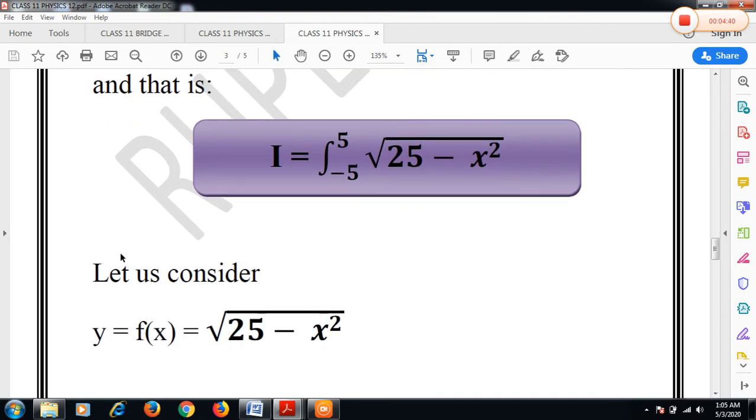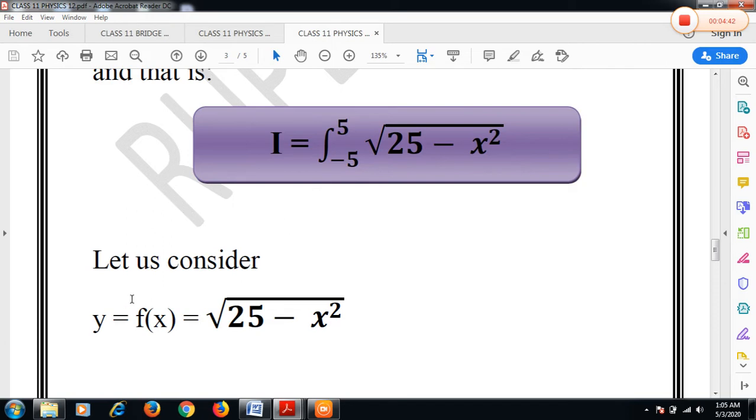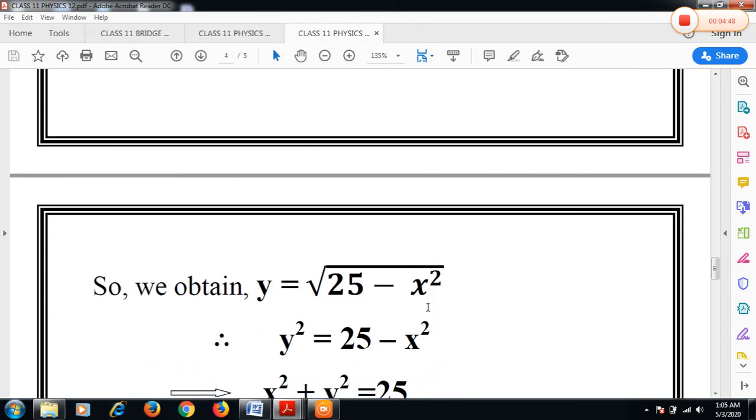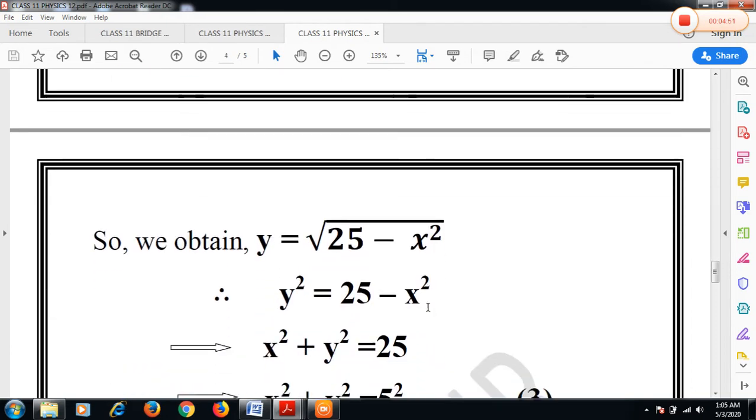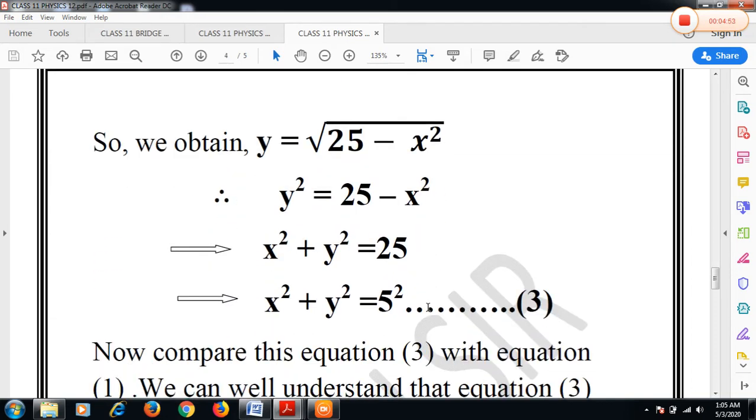Let us consider this function to be y equals f(x) equals root over 25 minus x square. So we obtain y equals root over 25 minus x square. Squaring both sides, we have y square equals 25 minus x square. So we have x square plus y square equals 25. Now we obtain x square plus y square equals 5 square, that is 25. The square root of 25 is 5, so 5 square. We have numbered it as equation 3.